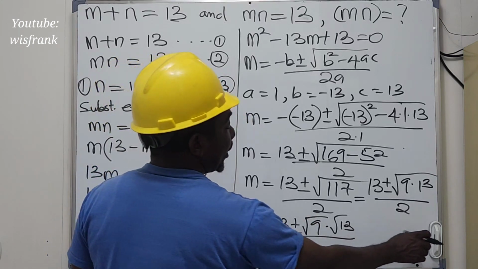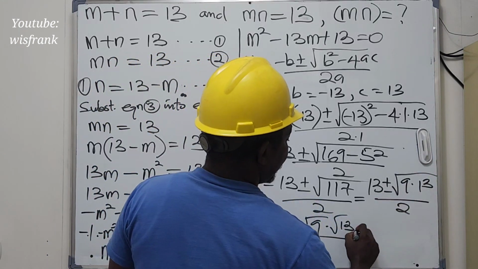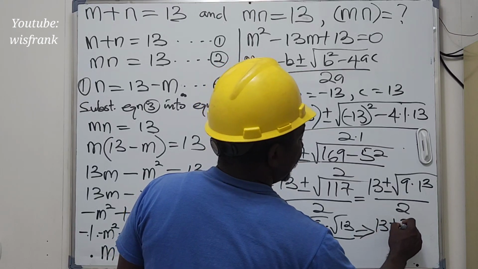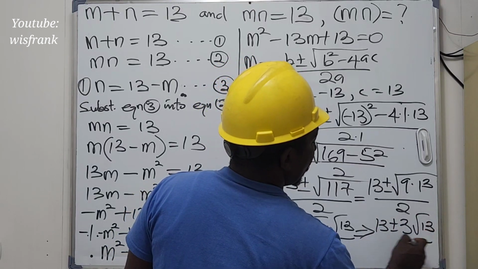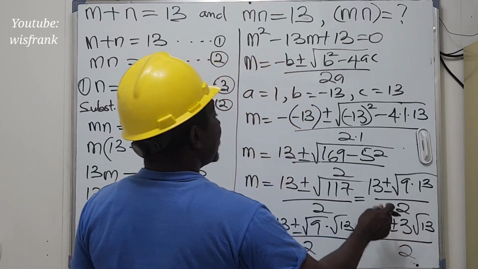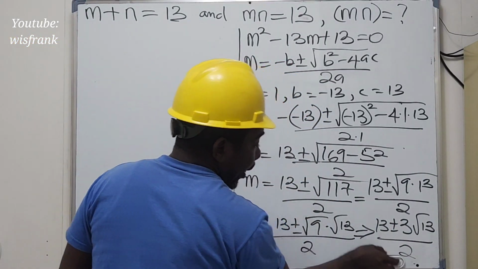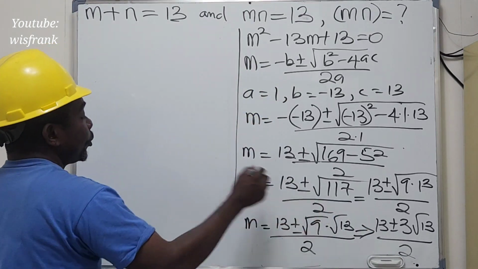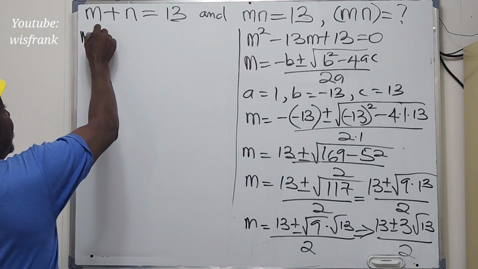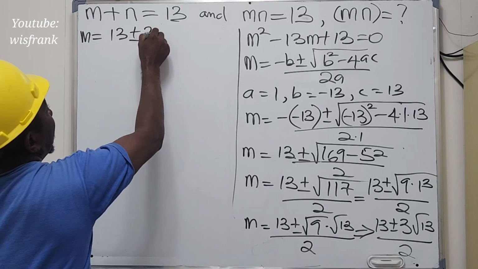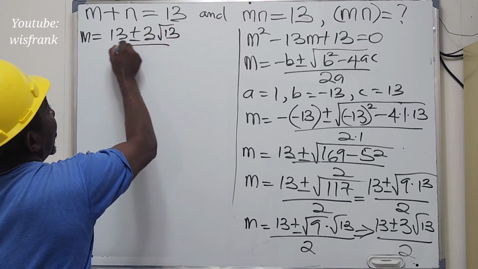So square root of 9 is 3. So we have the value of m as 13 plus or minus 3 root 13 all over 2. So this is the value of m that we have. So we are going to use that to find the value of n. As we are given, m is 13 plus or minus 3 root 13 all over 2.